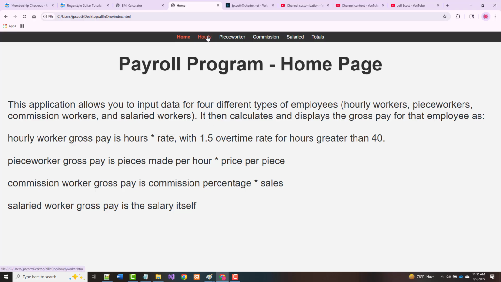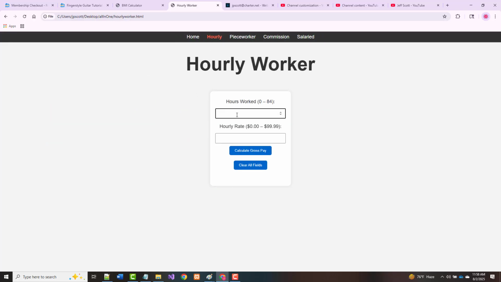So you'll notice if I go over to hourly here, I put in 40, and I say that I make $25 an hour, it should come back and say $1,000, which it does. And I can clear it. Let's try another one. Let's put in 50 and 20. Now that's not going to be 1,000 because 10 of their hours are at time and a half. So it should be 1,100, which it is.